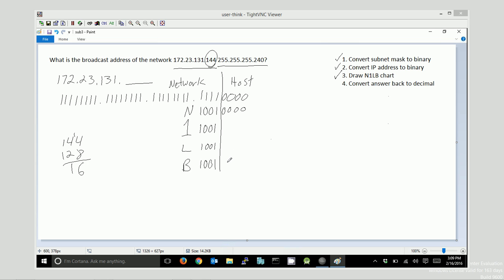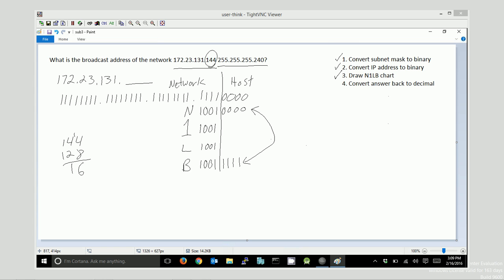Now, a broadcast address is always the very largest number you can make in the host portion. The network ID is always the smallest number you can make in the host portion. These are always opposites in the host portion. No matter how far that host portion goes, even if it's another octet, those will always be all zeros for the network ID and all ones for the broadcast.